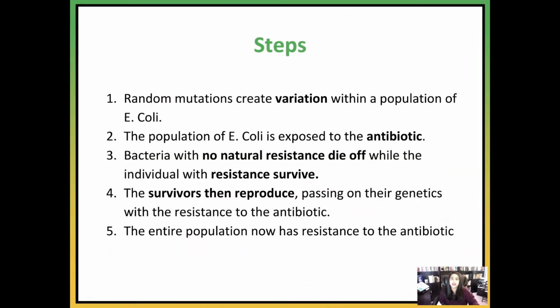Now we're going to recap the steps that we talked about at the beginning of this video in terms of how resistance builds up. So the first step is that there's some sort of random mutation that leads to variation within a population of bacteria. So say, for example, we're working with E. coli. Then the population of E. coli is exposed to the antibiotic. Those that have no resistance die off, while the ones with resistance survive. And then those survivors reproduce, passing on their genetics that carry that resistance to the antibiotic. And then over time, you find that the entire population now has resistance to that antibiotic.